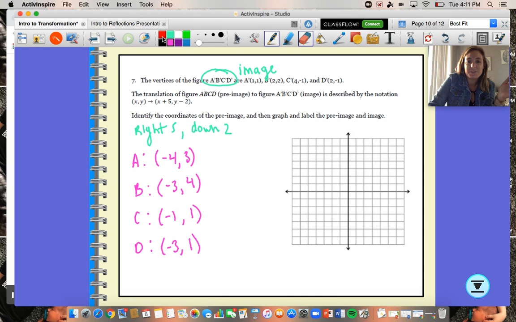Right, so let's see what this looks like. I'm going to graph the primes first. You know what? I'll graph the one we just got. -4, 3. 1, 2, 3, 4. 1, 2, 3. Label as you go. There's A. -3. 1, 2, 3. This is a quadrilateral, right? 1, 2, 3, 4. B. -1, 1. -3, 1.